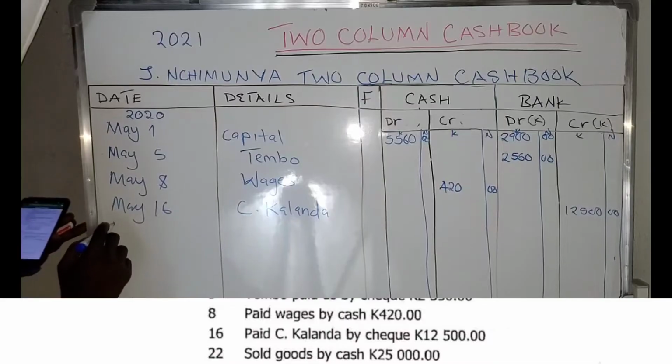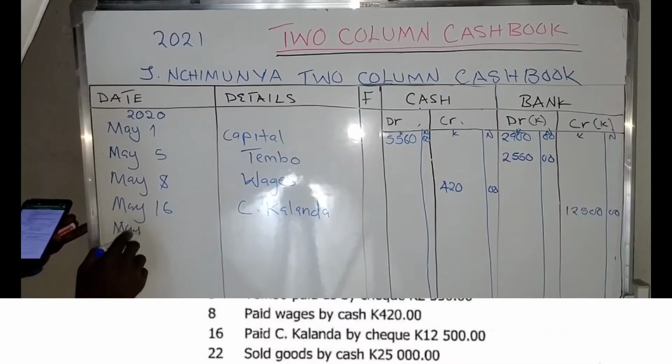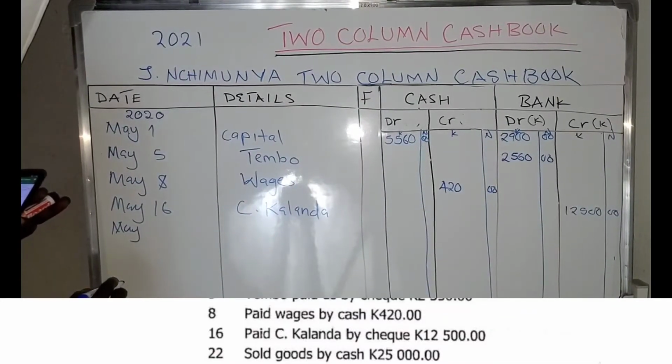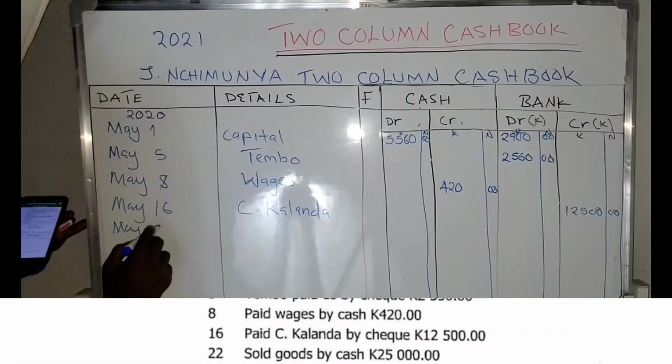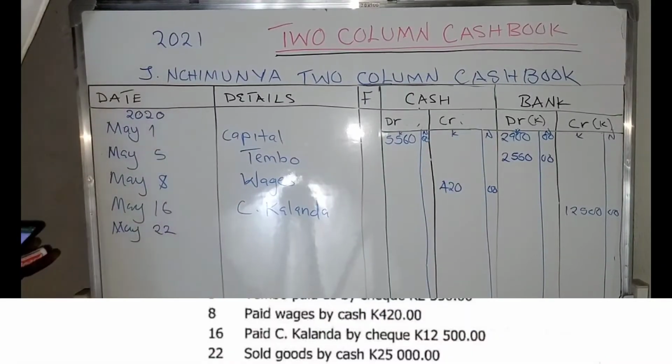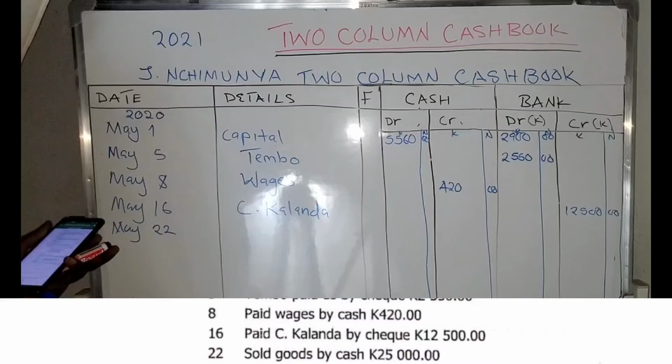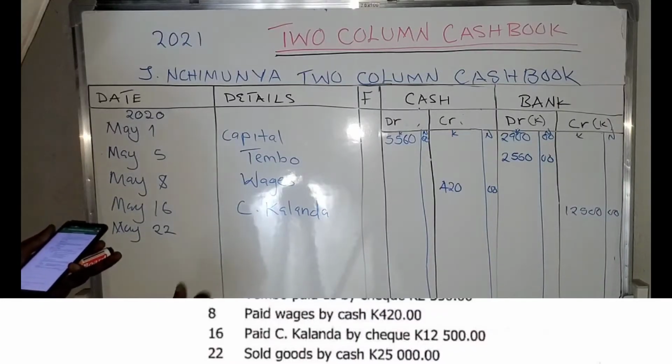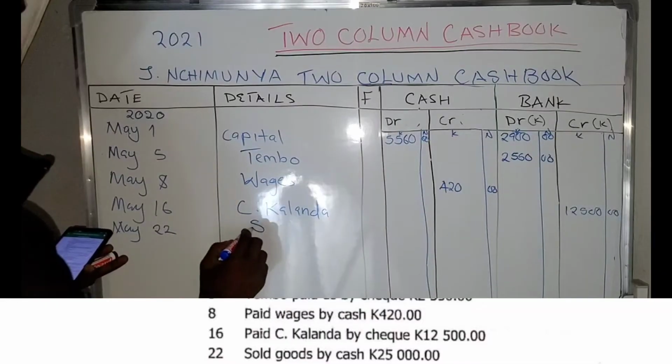The second last transaction, which is May 22. May 22, the transaction was sold goods by cash. Okay, sold goods by cash. So when you sell goods by cash, it is sales.